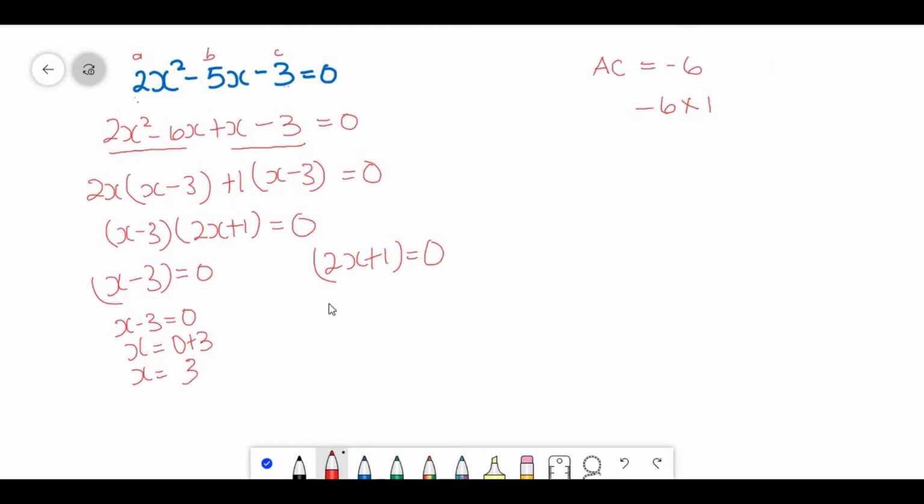Next, we're going to solve the second equation. 2x plus 1 equal 0.